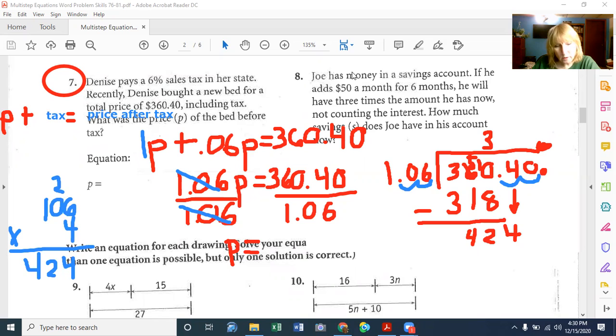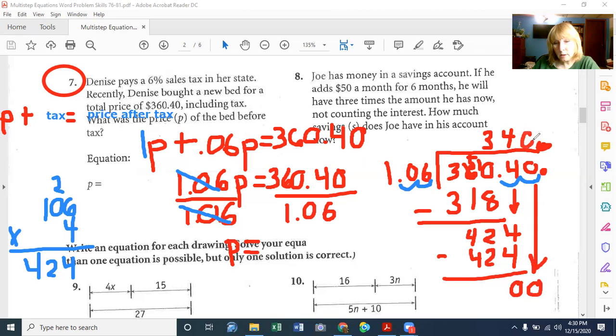So we know that 106 goes into 424 exactly 4 times. 4 times 106 is 424. And then 424 minus 424 is 0. I'm not quite done yet because I have to bring down one more 0. And I just have to say 106 goes into 0 times. So what is my answer? What was the price of the bed before the tax?